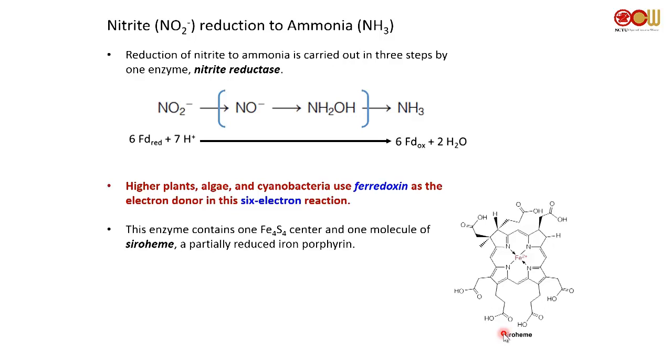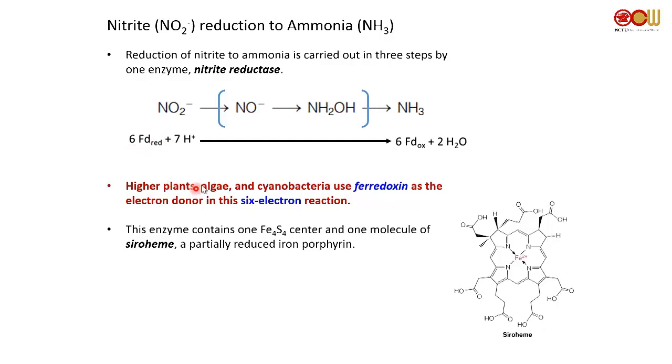Now, once you get nitrite, you can go from nitrite to ammonia. So the reduction of nitrite to ammonia is carried out in three steps by one enzyme, okay, called nitrite reductase. And this enzyme is going to turn nitrite to NO- to this weird looking thing, and then you go to ammonia. Right, so sequential reduction. And it has a sequential reduction. So total, you require 6 reduced ferredoxin. Okay, so this enzyme has a lot of reducing power. Okay, it needs to eat 6 electrons. Right, 6 reduced ferredoxin. Okay, huh?